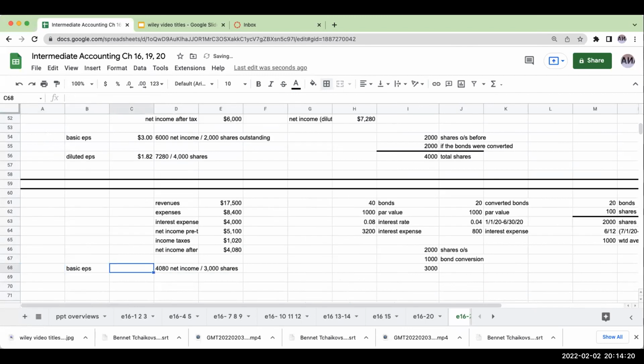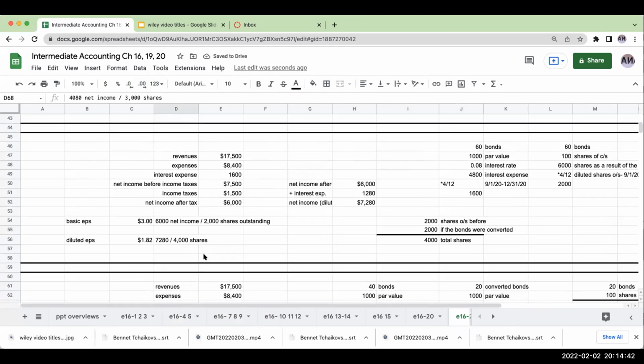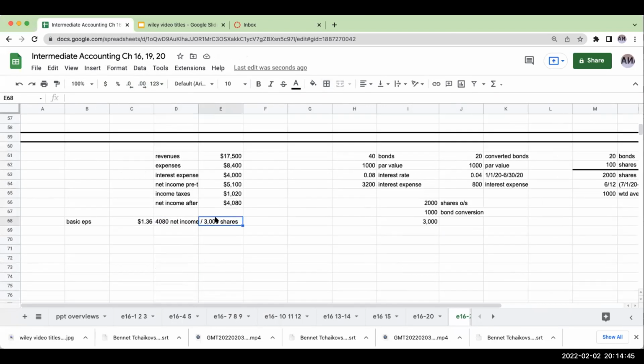Okay, so my basic earnings per share is going to be 4,080 divided by 3,000, or roughly $1.36. Okay, so now let's just take a step back for a second. My net income was 4,080 and I've got 3,000 shares outstanding. Now, how do we go through and do the fully diluted?